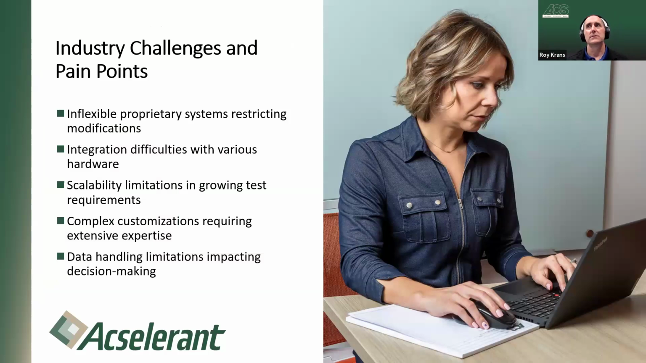So how does this architecture of Acselerant help to address some of these various pain points and challenges? Some of the big ones: a lot of systems are proprietary. A lot of them are locked down. You don't have full access to the software. With Acselerant, you actually get the entire source code. We have a very flexible site license where you're free to put it on different machines at that same facility with no additional licensing fee.